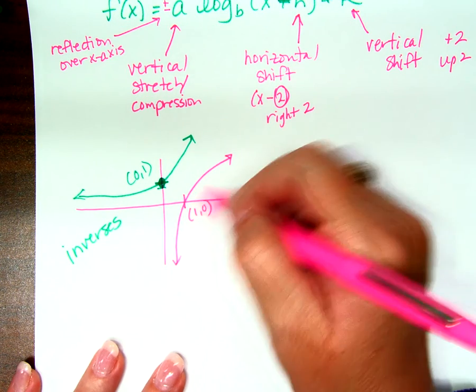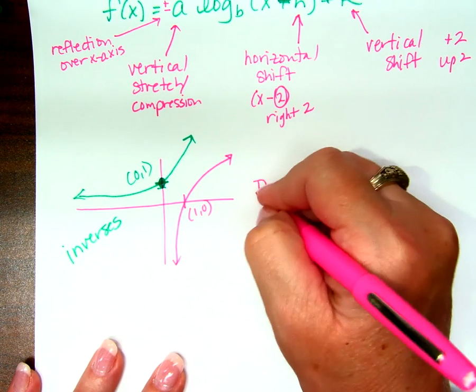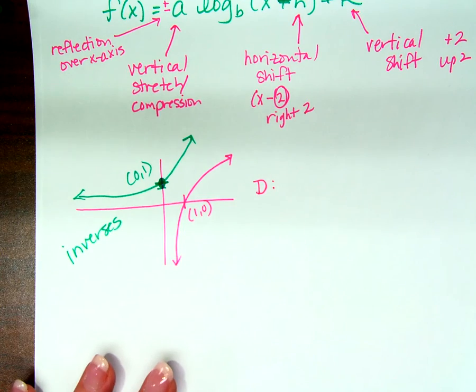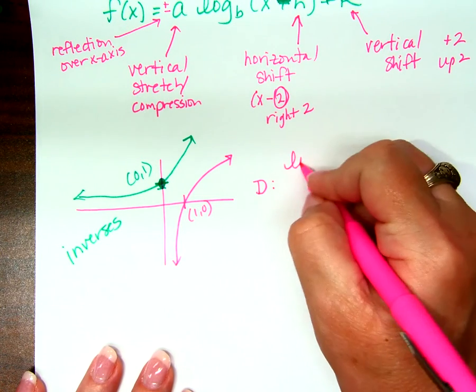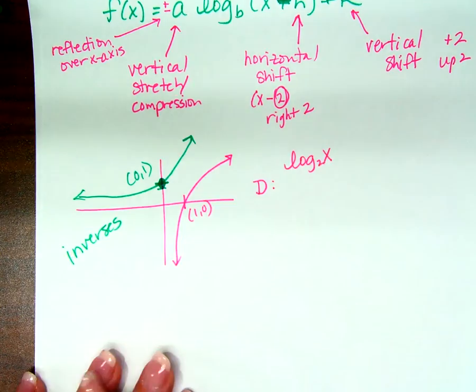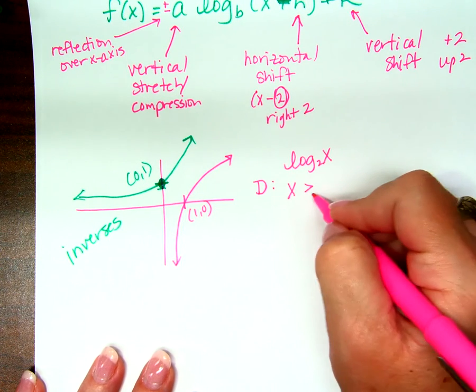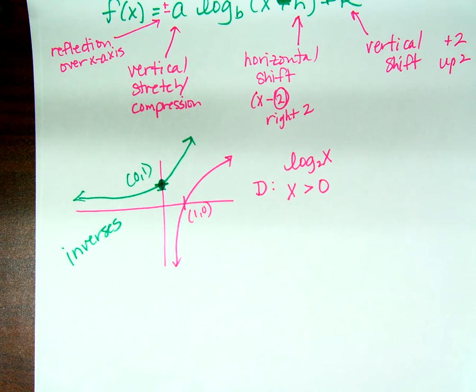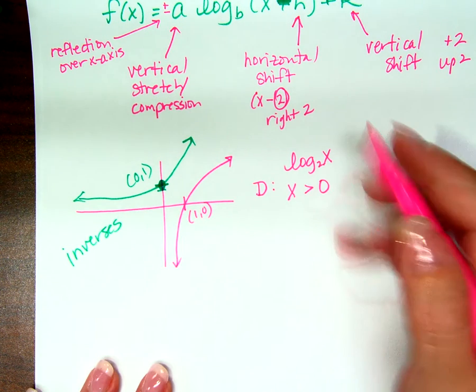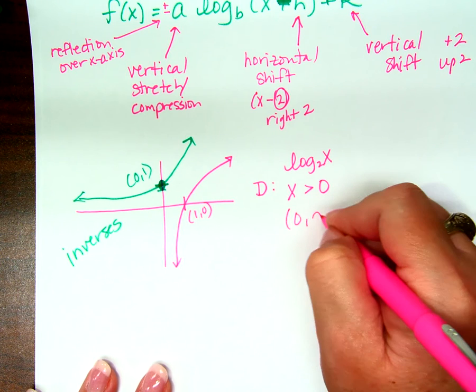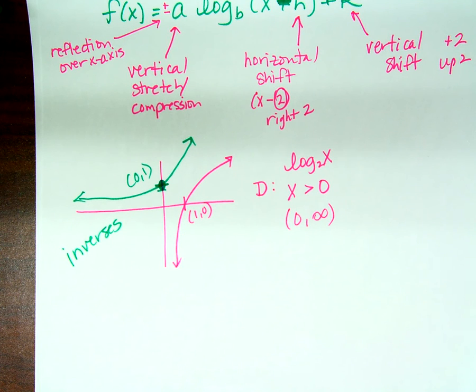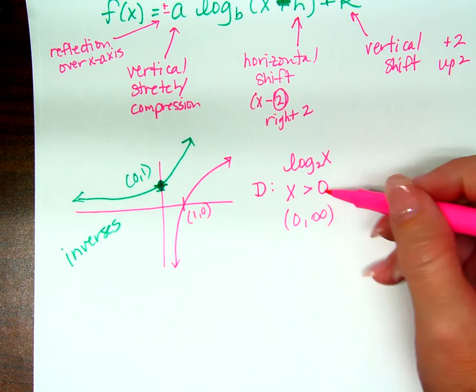For a parent function, like log base 2 of x, what is the domain? Domain is x is greater than 0. Is it ever going to get to 0? No, never. Remember the other way we can write this is interval notation. Sometimes it'll ask for interval notation, sometimes it'll ask for inequality notation. I need you to remember the difference.